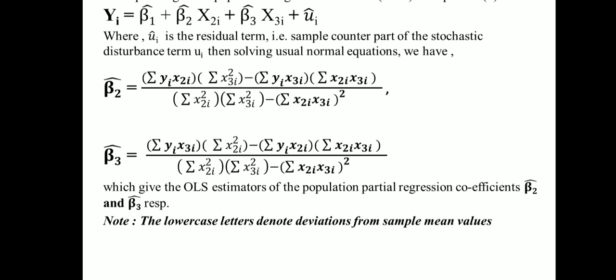So small y here means yi minus y bar. x2i means x2i minus x2i bar. x3i squared means x3i minus x3i bar squared. That is the meaning. X means x minus x bar. So you have to consider this. The lower case denotes the deviations from the sample mean values.